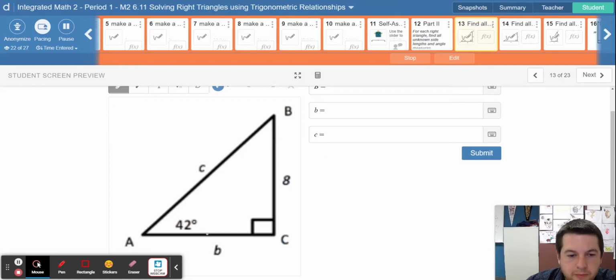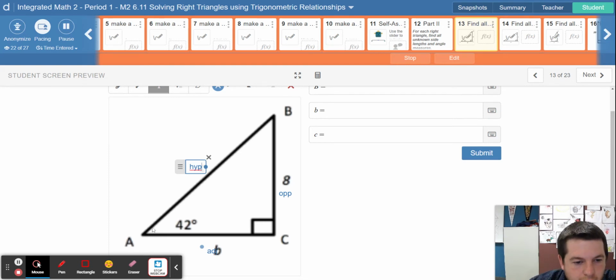All right, so now I have this problem here. I'm trying to find my missing side lengths and my angles. So the first thing I'm going to do is calculate my missing hypotenuse here. Actually, no, I'll find my missing adjacent side here. This is my adjacent here, and that's because it's touching my angle of reference. Here's my opposite, and here's my hypotenuse.